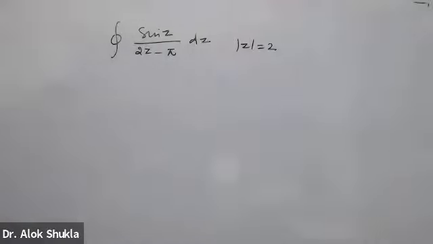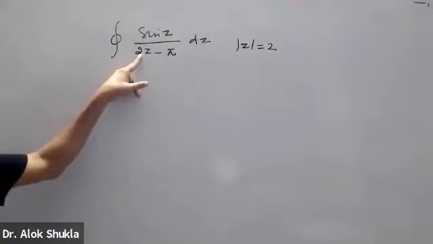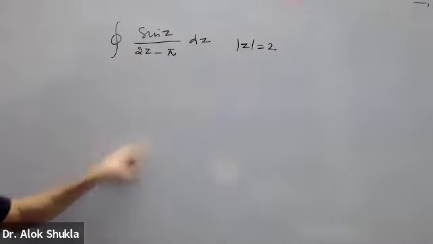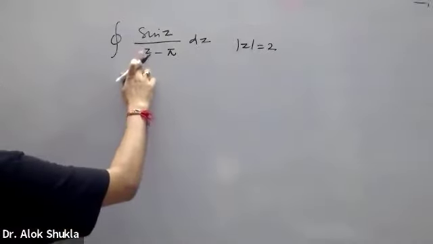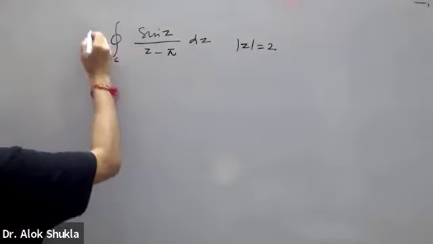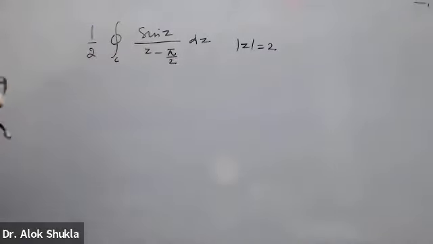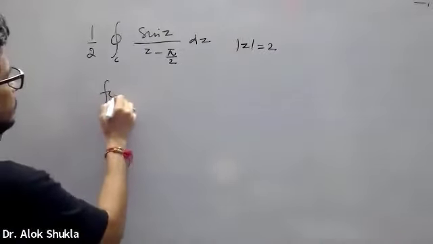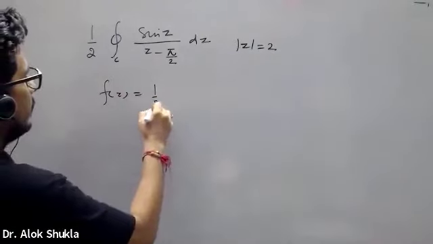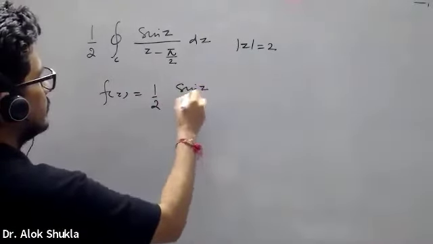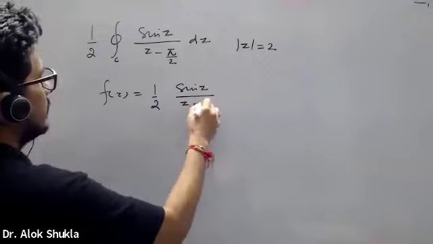Now please see, in the questions where this z gets a coefficient, without thinking anything, before thinking, take this half common. Otherwise you will commit a mistake. So that's why take this half common. So now what is f(z)? It is half, sine of z over z minus pi by 2.